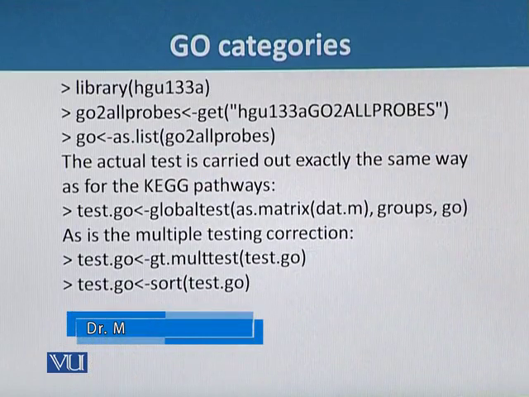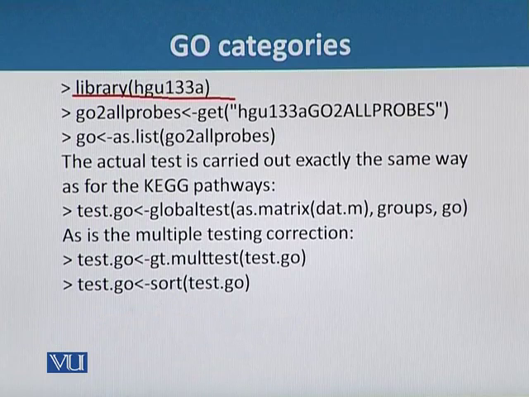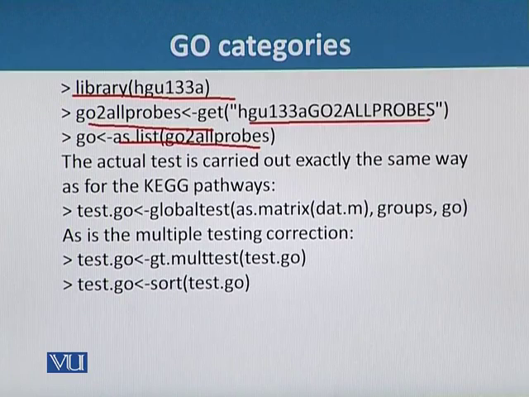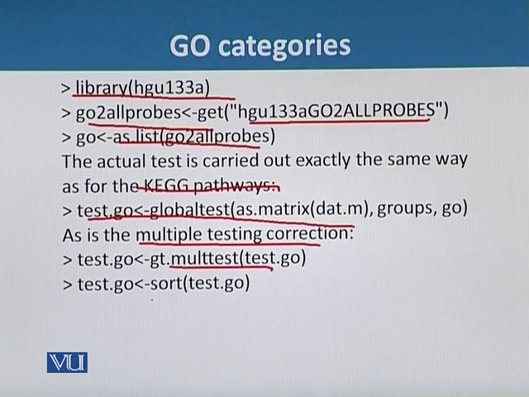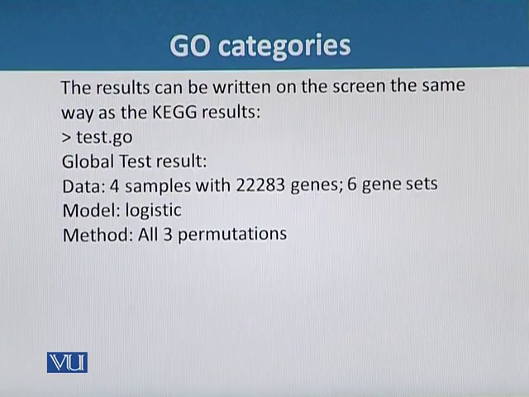So again we have the same library, hgu. We use this GO2ALLPROBES, and we have these probes. Then we have to list it, and the actual test is carried out exactly the same way as we have done for KEGG pathways. And again the procedure is the same, and the commands are almost the same that we have used for the KEGG pathway. The results can be written on the screen the same way as the KEGG result.